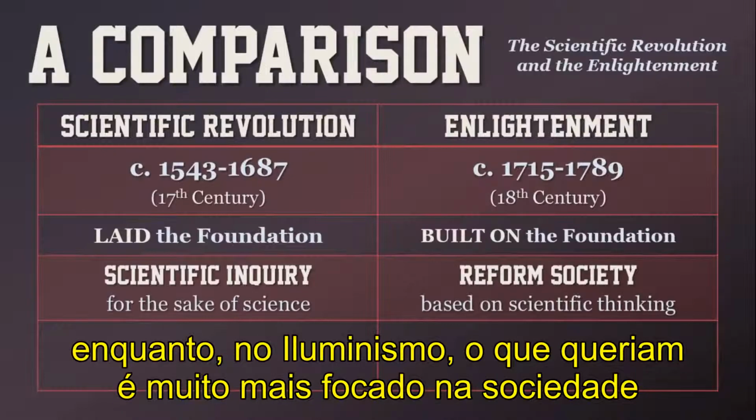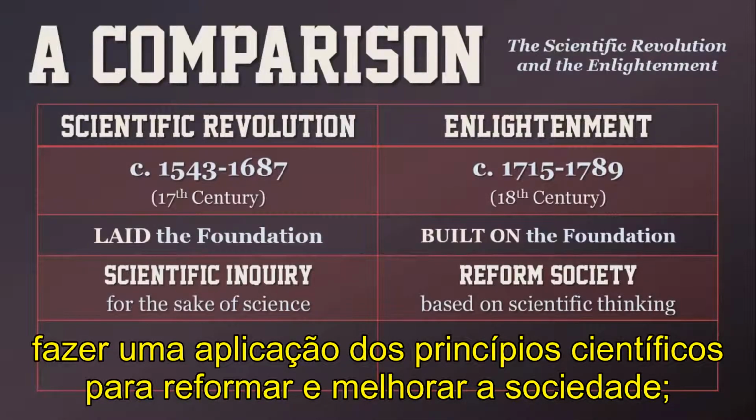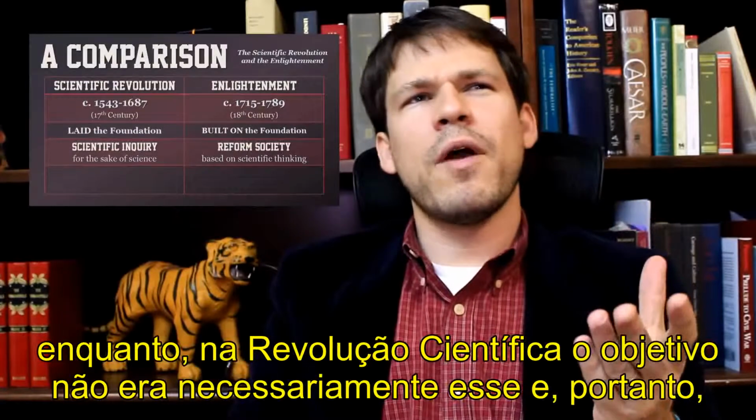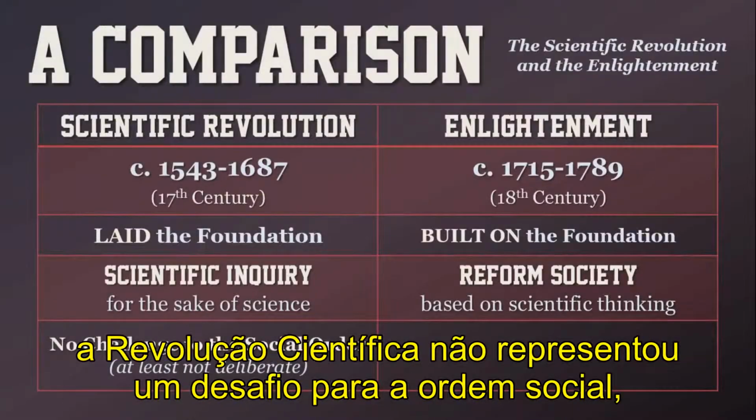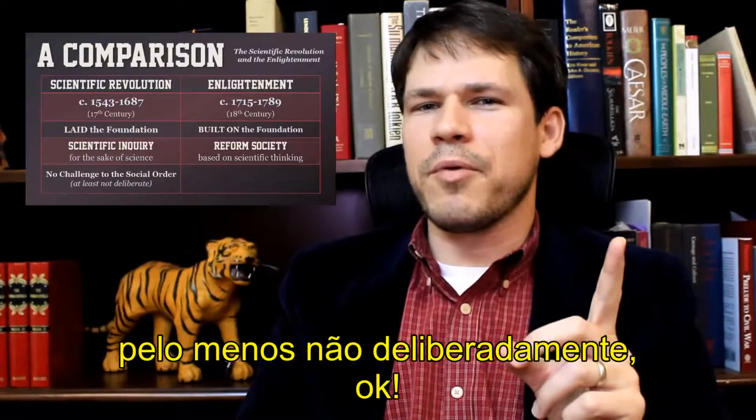Whereas in the Enlightenment, this is much more focused on society, that this is the application of scientific principles to reforming and improving society. Whereas in the scientific revolution, this wasn't necessarily a goal. And then the scientific revolution did not present a challenge to the social order, at least not deliberately, okay?